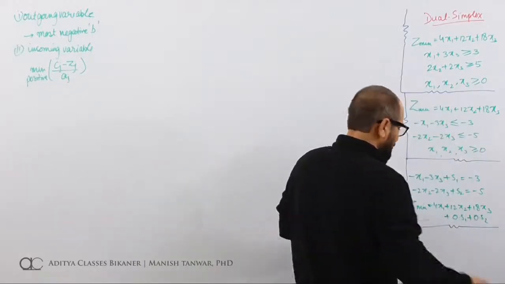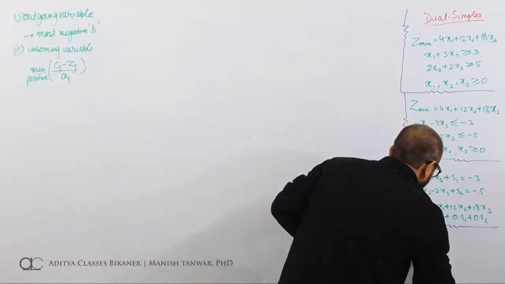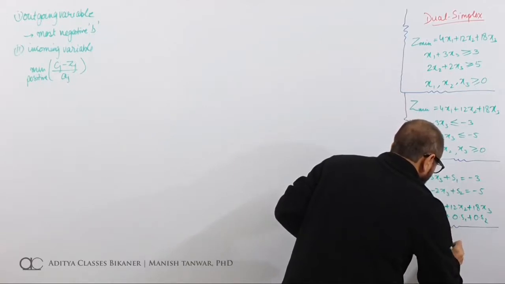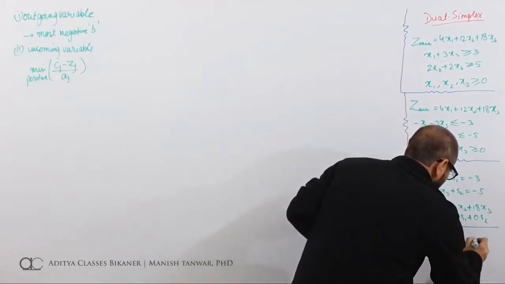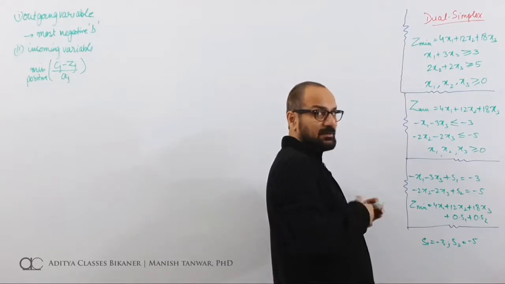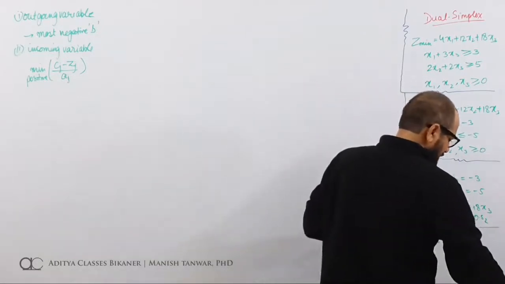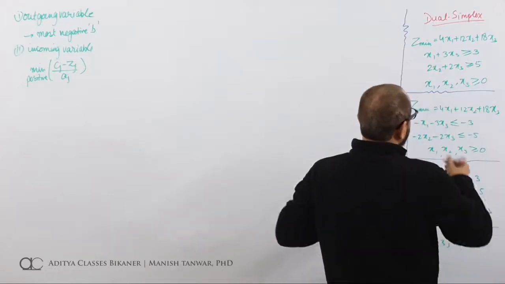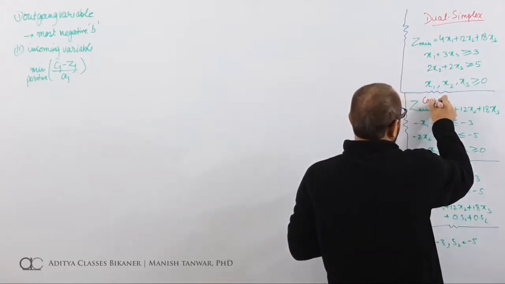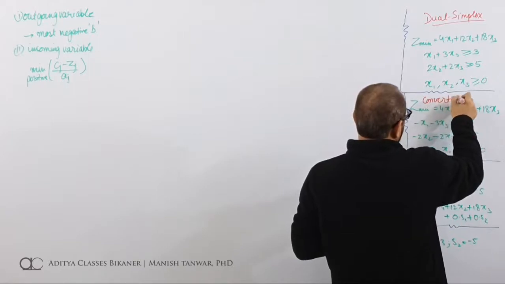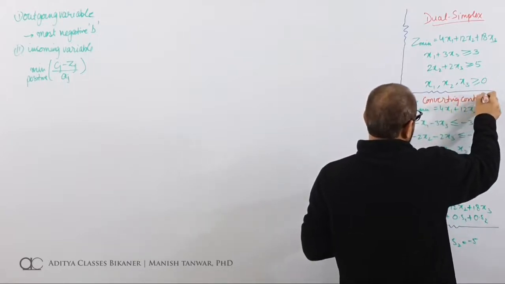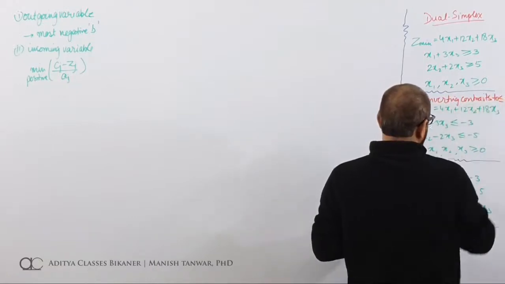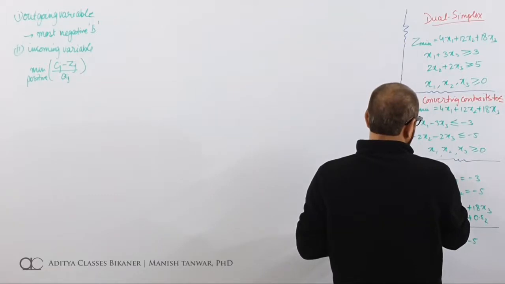Now can we have our IBFS? IBFS would be from here: S1 is equal to minus 3, S2 is equal to minus 5. Now the problem is this is not an IBFS. This is an initial solution but not feasible. So this was dual-simplex: converting constraints to less than or equal to, standard form.